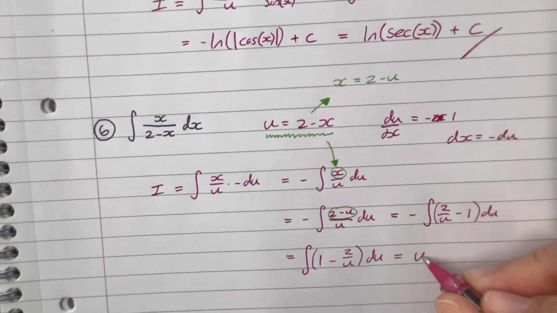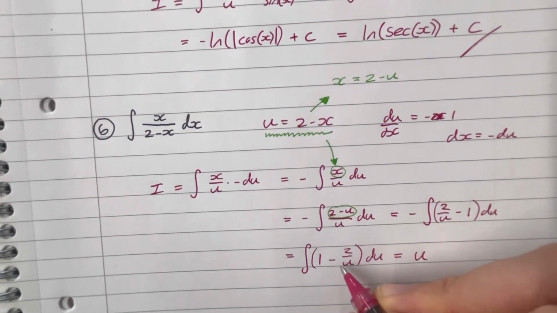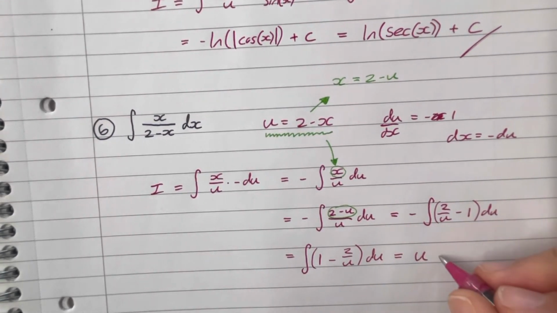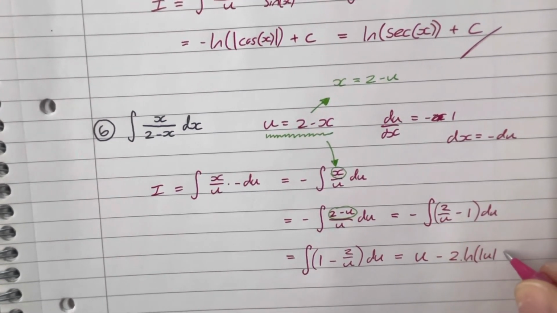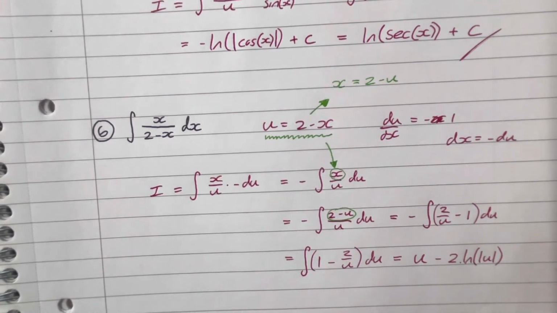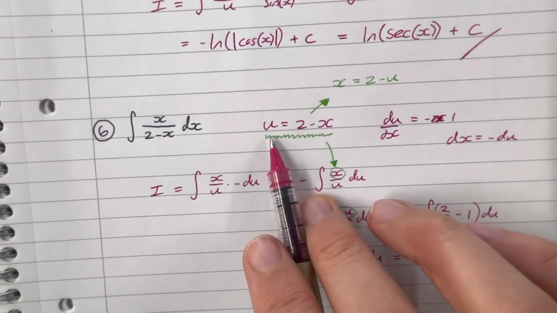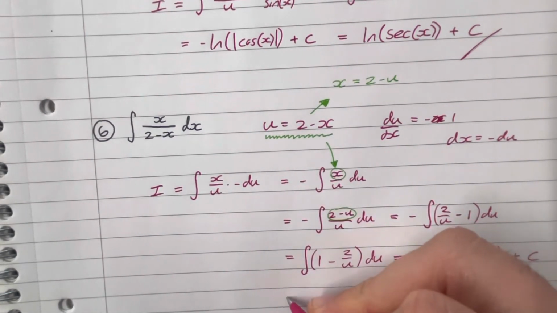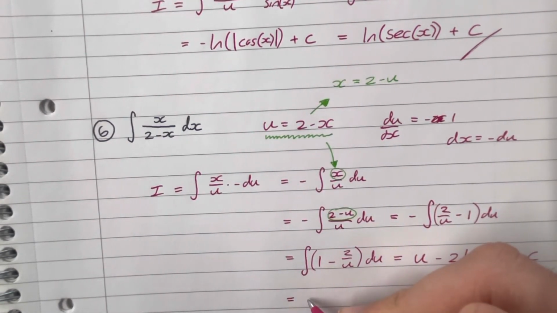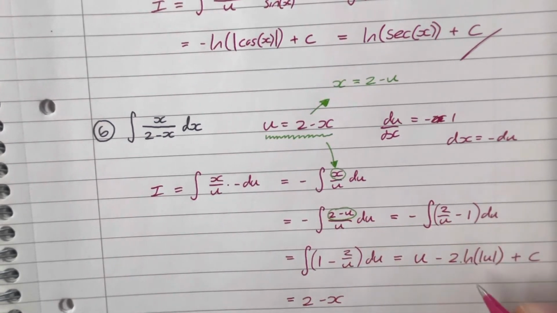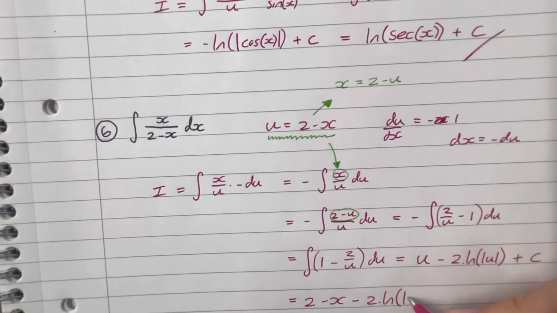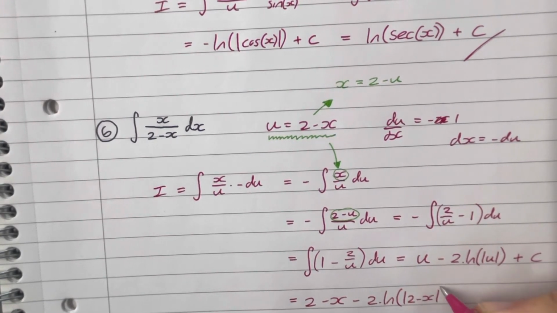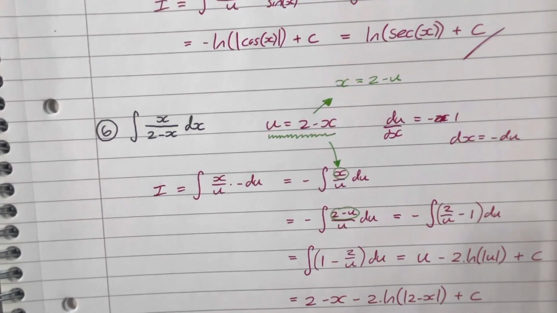1 integrates to u, because I'm integrating with respect to u, and the 2 over u will integrate to 2 times the natural log of mod of u. And then now my integral symbols have gone, I should include my plus c. And finally, I just put my u back in. So that's going to be equal to 2 minus x minus 2 times the natural log of 2 minus x modded plus c.